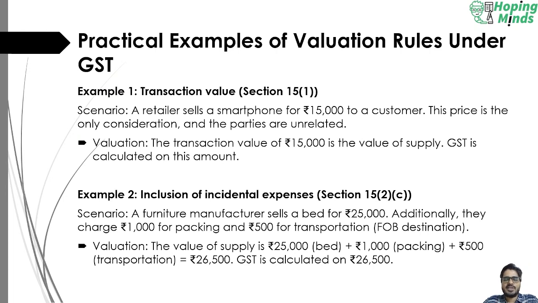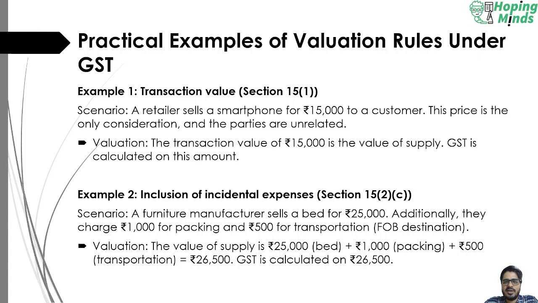Example 1, transaction value, which is covered by Section 15 subsection 1. A retailer sells a smartphone for rupees 15,000 to a customer. This price is the only consideration and the parties are unrelated. So in this case, the valuation will be done as per Section 15 subsection 1. The transaction value of rupees 15,000 is the value of supply as the parties are unrelated and price is the sole consideration.